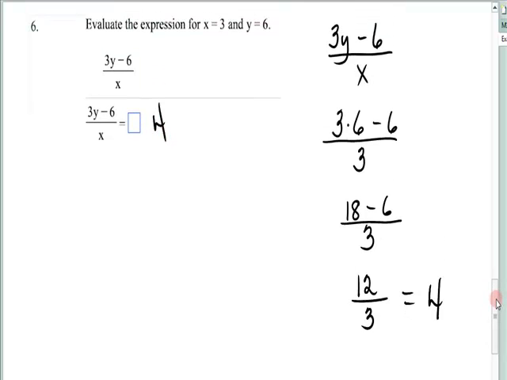If this expression had had a more complicated numerator and denominator, I would have broken them into 2 pieces and evaluated the top and evaluated the bottom and then done the division. But I didn't think I had to in this one.